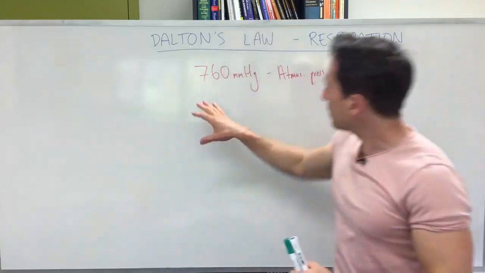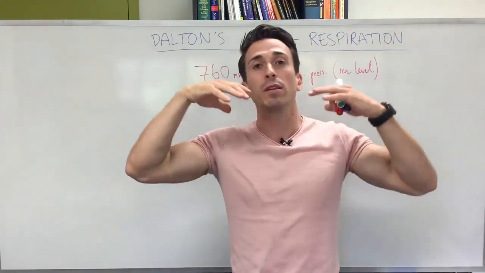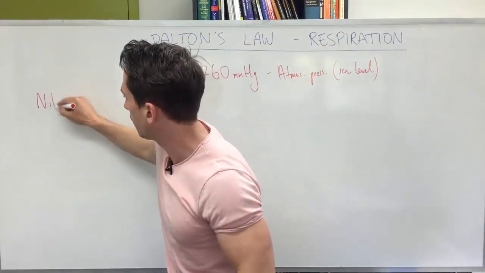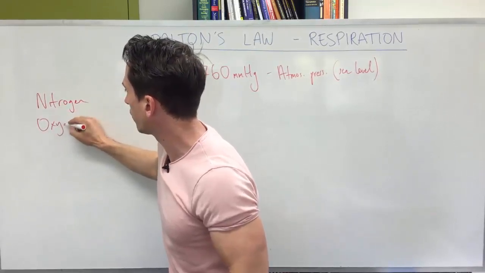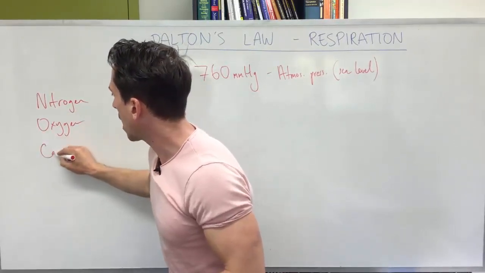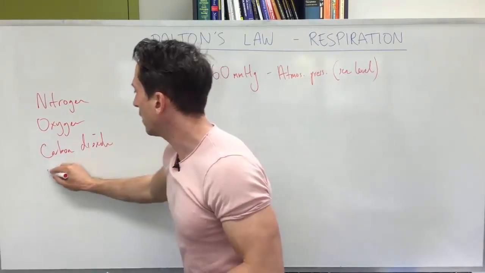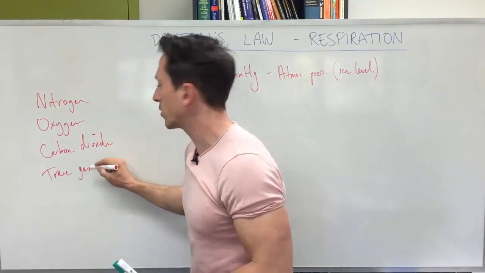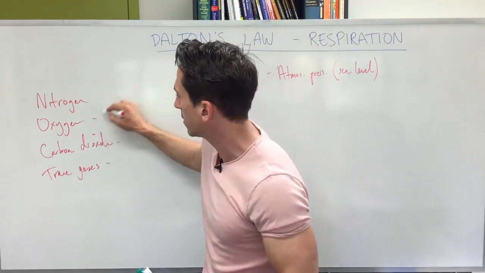Now, the atmosphere, even though it is 760 millimeters of mercury, is made up of a number of individual gases. These individual gases include nitrogen, oxygen, carbon dioxide, and some trace gases. What are these trace gases? Well, these trace gases could be argon, could be water vapor, could be a number of different gases.